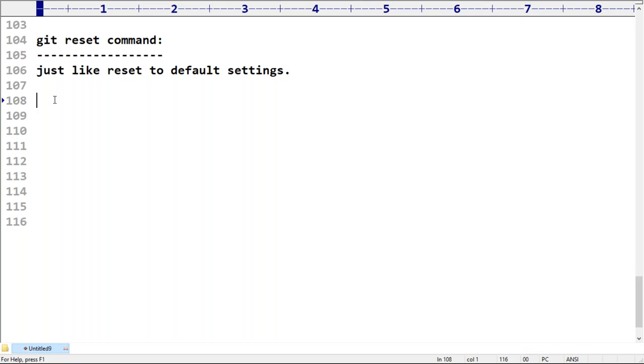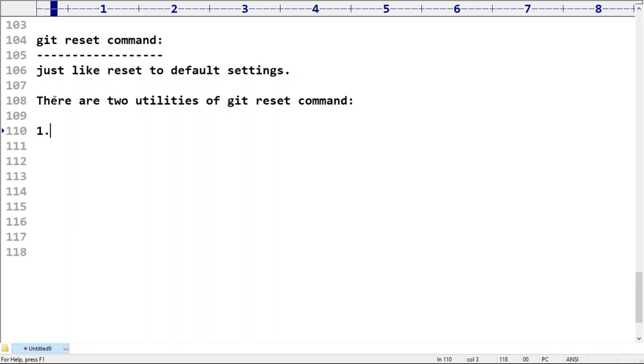For most of the people, this is the big confusion command. Take a bit special care, sir. Do you know we can use reset for two purposes? There are two utilities of the git reset command. What is the first utility? Now take very special care, sir.